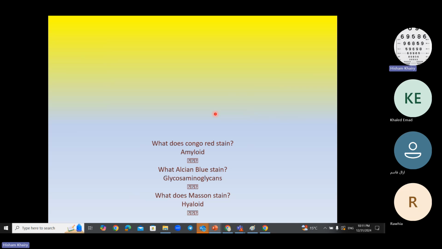So quiz number 4: what does Congo red stain? Don't concentrate on the answer written before under the question. What does Congo red stain? What does Alcian blue stain? What does Masson trichrome stain?